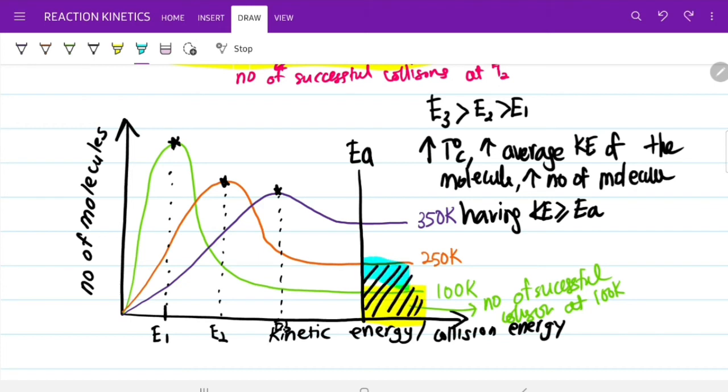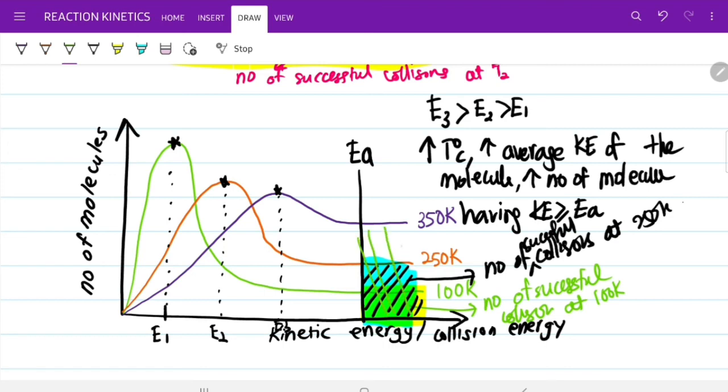This blue region is the number of successful collisions at 250 K. So that means at higher temperature, you will have a greater number of successful collisions, as shown in this shaded area. Okay, so the Maxwell Boltzmann distribution curve is a very important curve for you to explain the effect of changing temperature on the reaction rate.